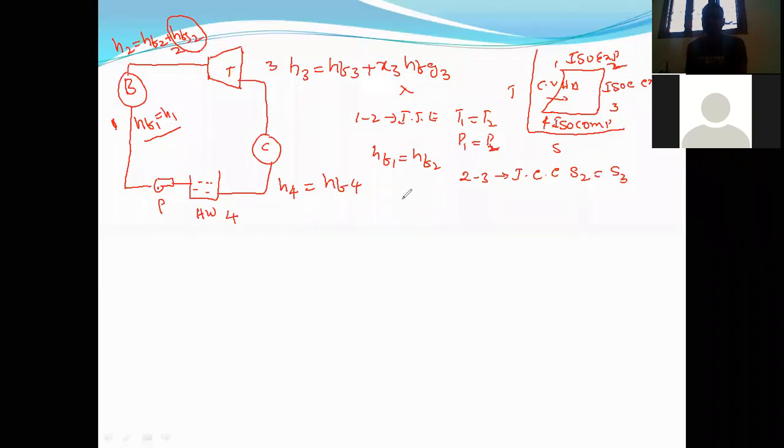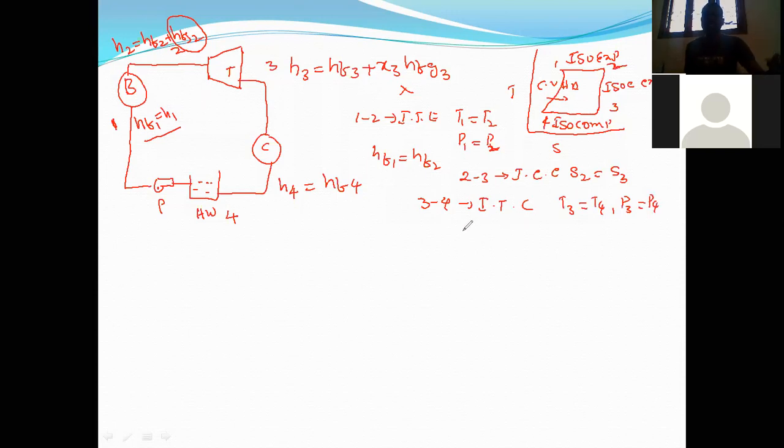Next, come to 3 to 4. What is 3 to 4 in the diagram? It is isothermal compression. In the isothermal compression, what conditions can we take? Isothermal means temperature is constant, so T3 is equal to T4, and in the same way P3 is equal to P4, because I said the condensation process is at constant pressure only.